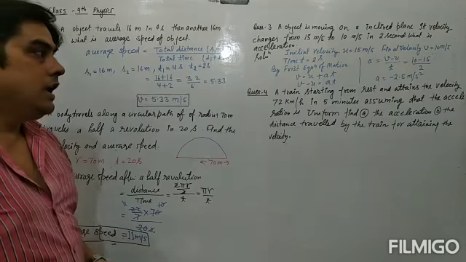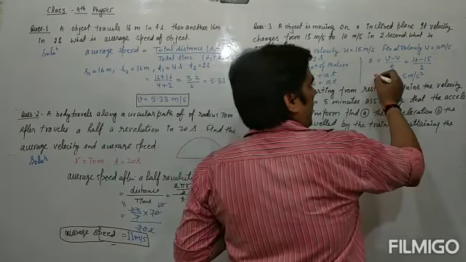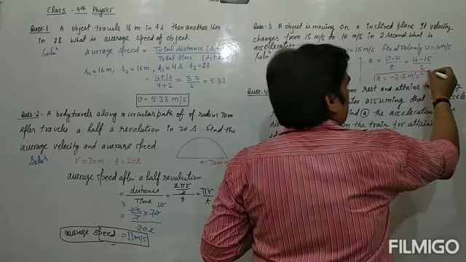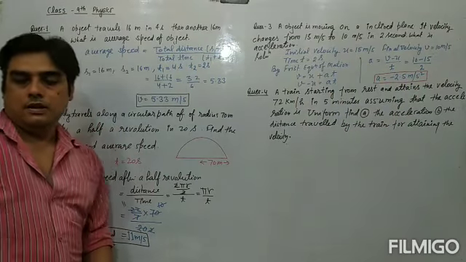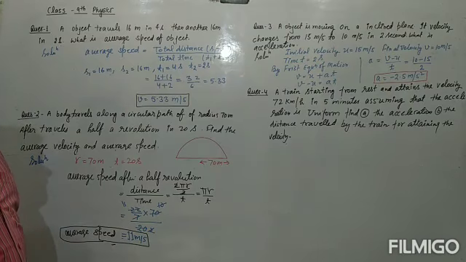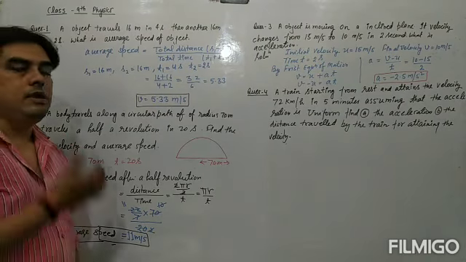The unit of acceleration is meter per second square. Here the negative sign shows that the body has decelerated, meaning it will keep moving and ultimately the body will stop.